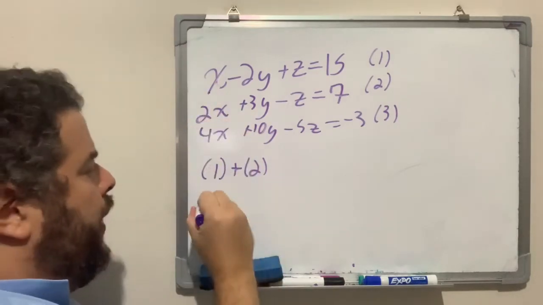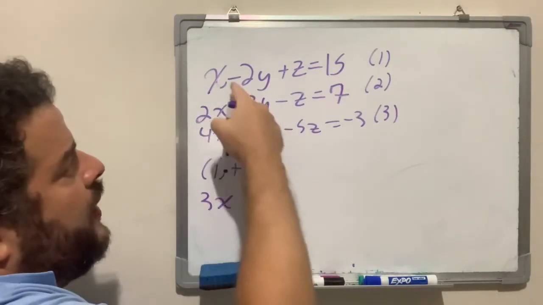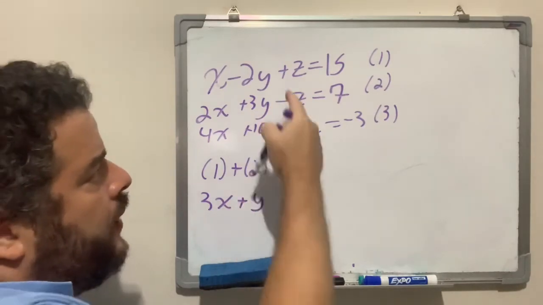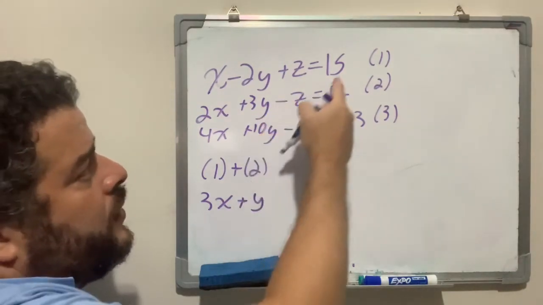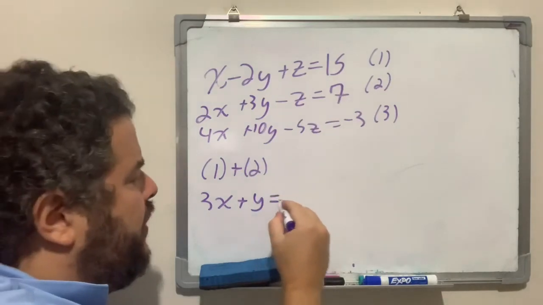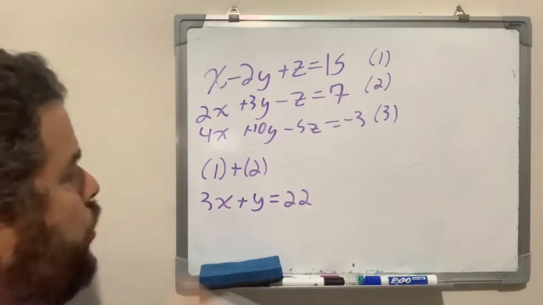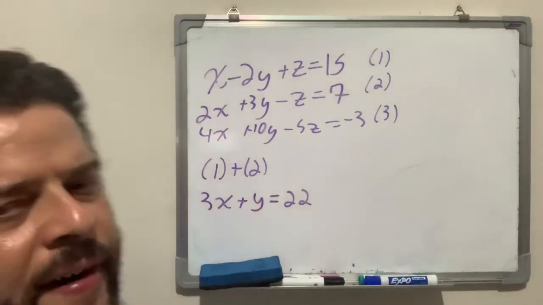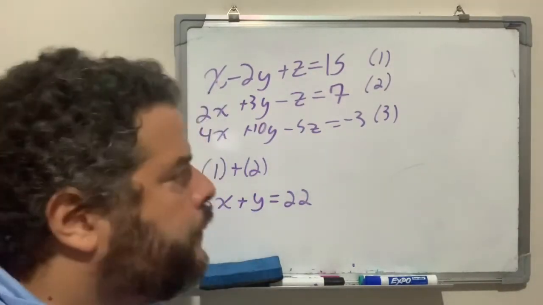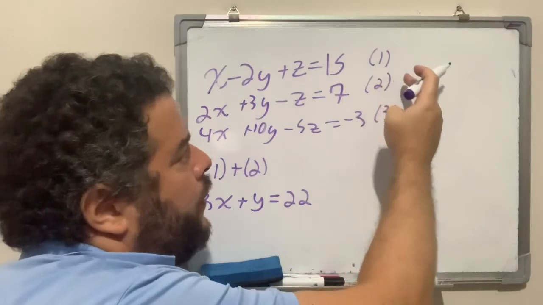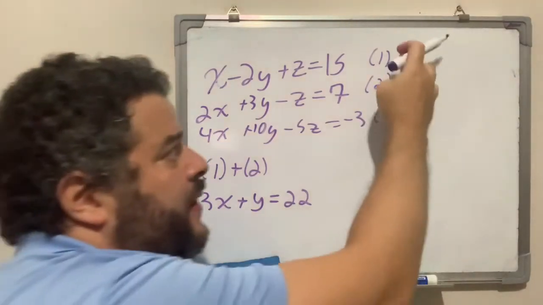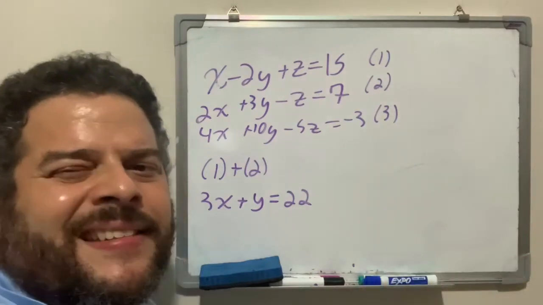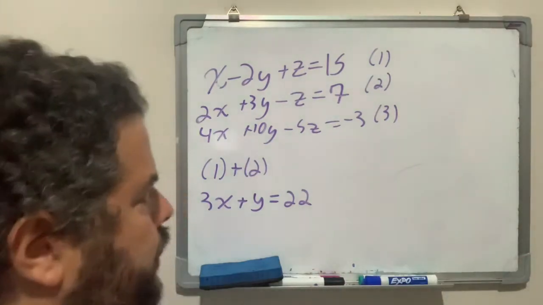x plus 2x is 3x. Negative 2y plus 3y is just y. The z cancels out, and 15 plus 7 equals 22. So you can see when I added line 1 and line 2, the z variable canceled out. Great. Now I need to find 2 other lines to find my second 2 variable system.